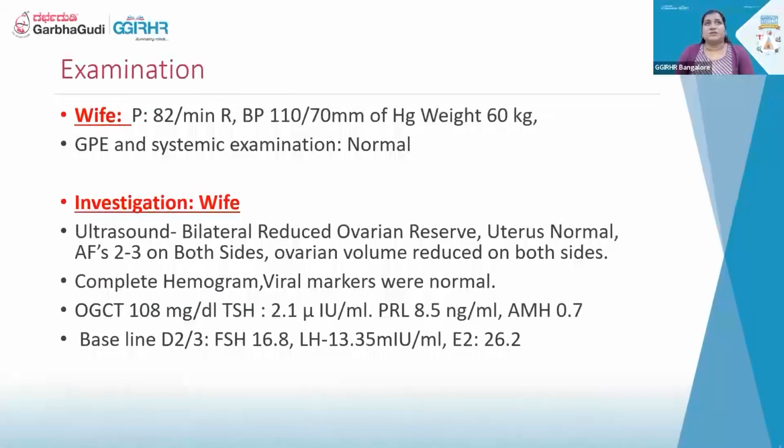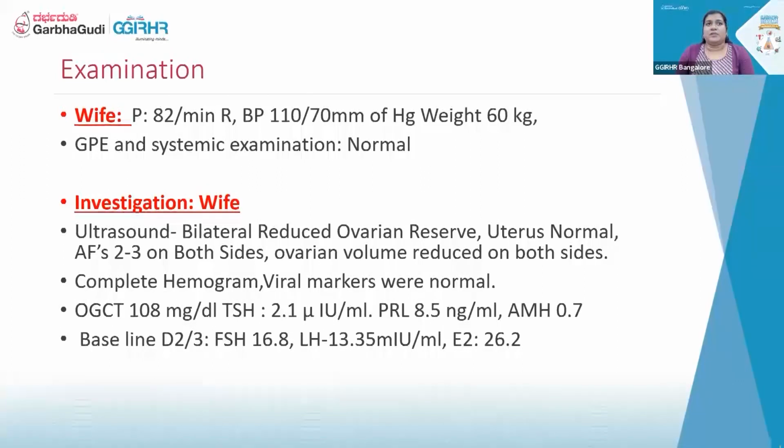So we examined her, and the general physical examination was normal. When we did an ultrasound, we saw bilateral reduced ovarian reserve with a normal uterus and an AFC of just 2 to 3 on both sides. Ovarian volume was reduced on both sides.